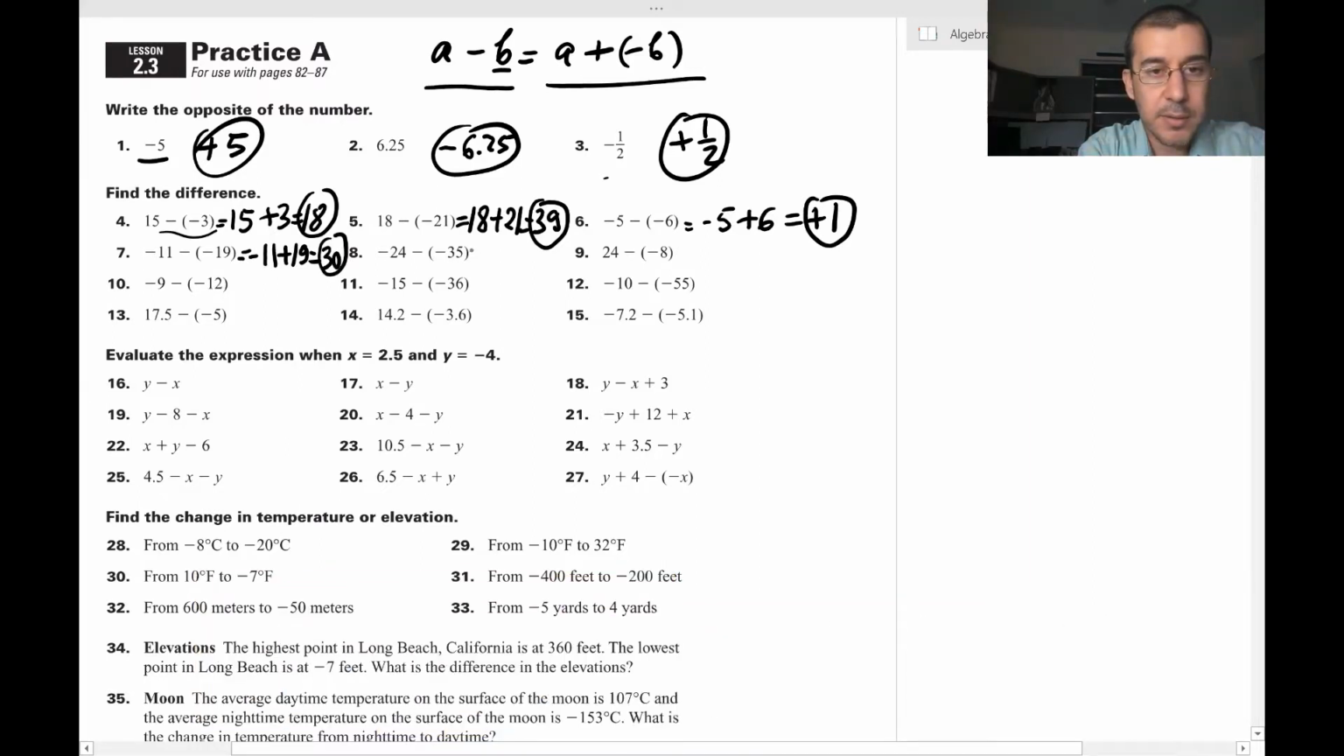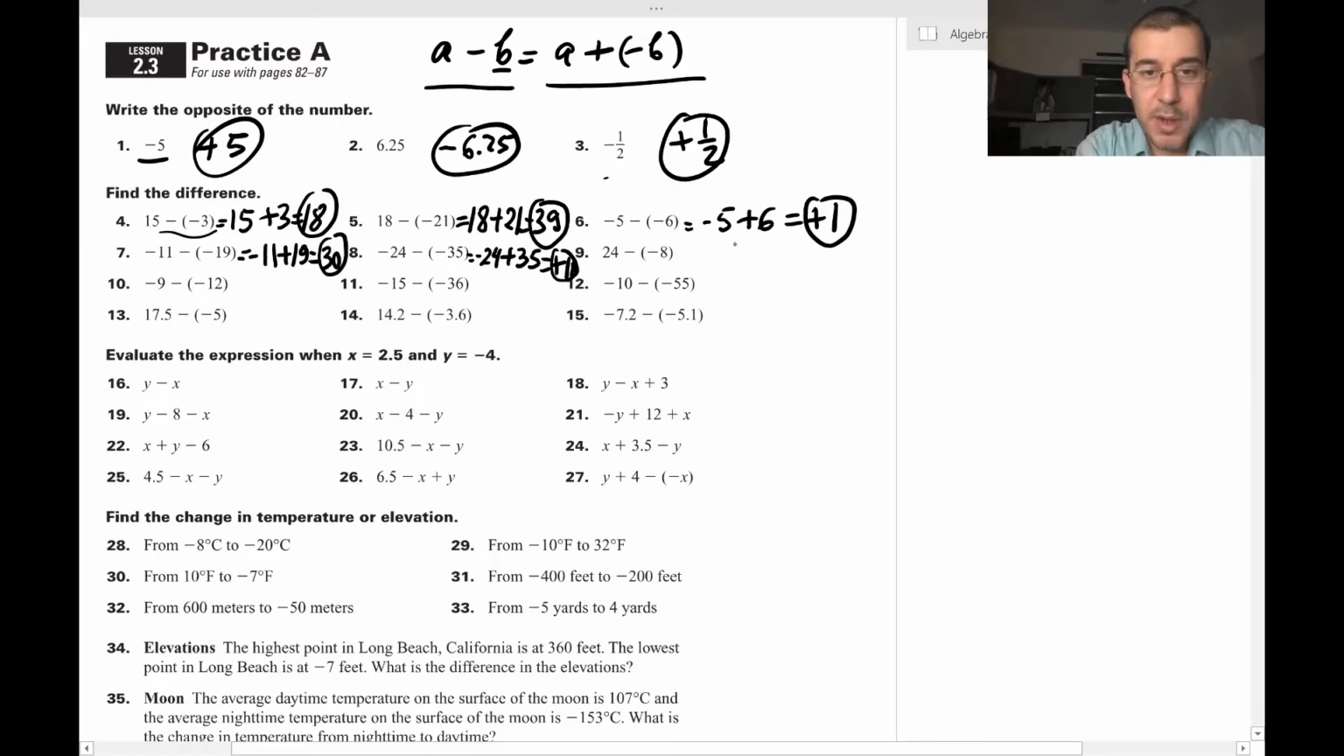Number 8, this is equal to minus 24, minus 35, that's plus 35. 35 is greater than 24, so the sign will be plus, and then we're subtracting 24 from 35, so 35 minus 24, which is 11. So plus 11 is the answer.